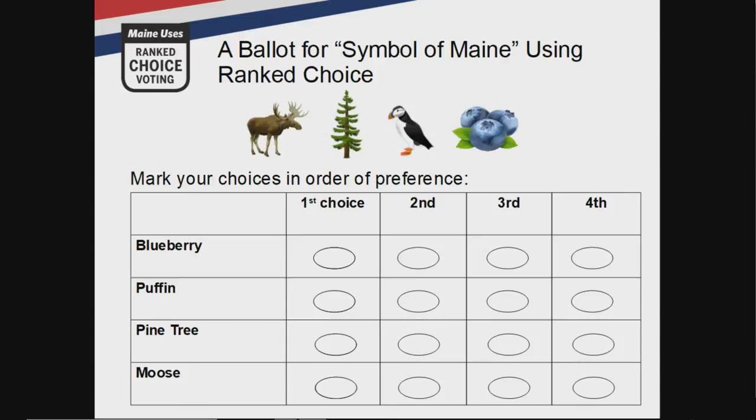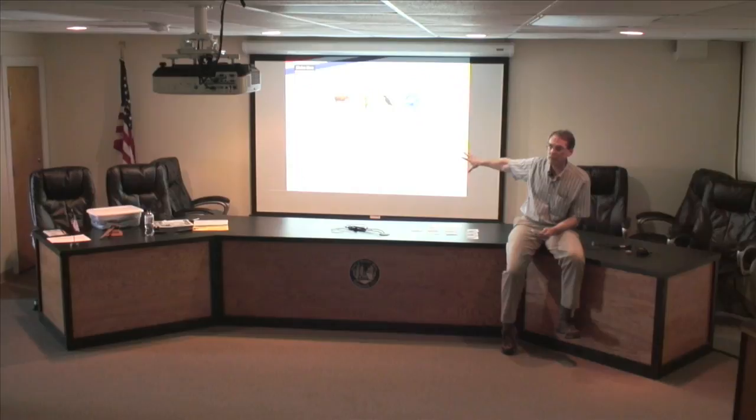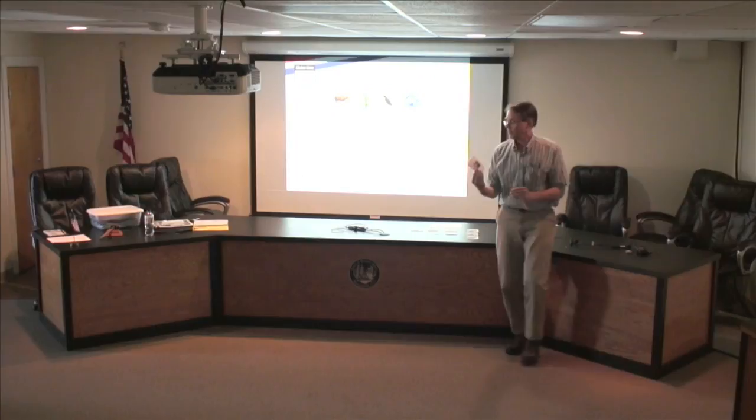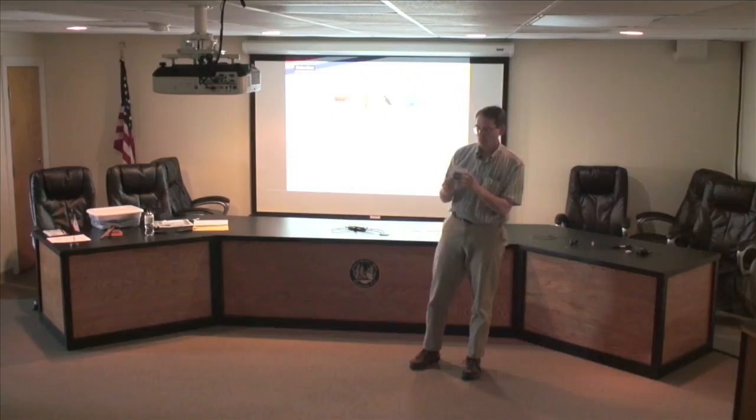Now people wonder, how is this going to be counted along with thousands of other ballots? How do we figure out who's a winner when people are marking first choices, second choices, third choices, and so on? One way to demonstrate this is instead of using a paper ballot, such as you might fill out on election day, I'm going to use some cards. So I have a blueberry, a puffin, pine tree, and a moose. I'm going to put them in order with my first choice on top and my second choice second and so on. Okay. So what's going to happen on election day?